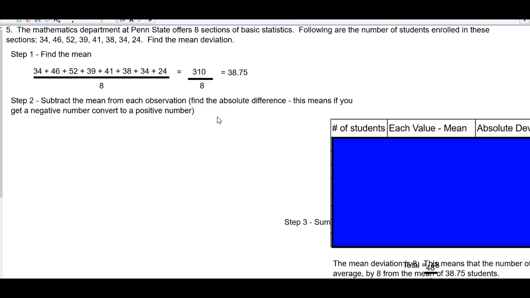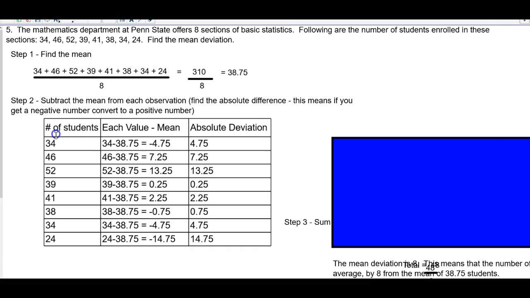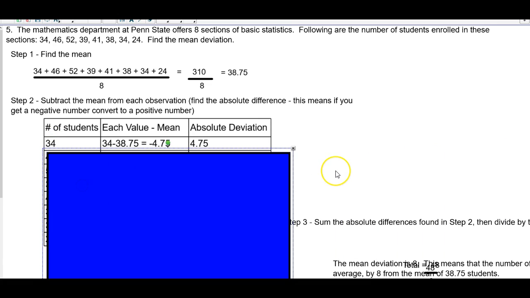Now, we are looking for the absolute difference, so this means if you get a negative number, you convert it to a positive. I'm going to show you what that looks like right here. Okay, we're going to look at the first one, which is 34. We take the observation minus the mean. So 34, we subtract 38.75, we get a negative 4.75.